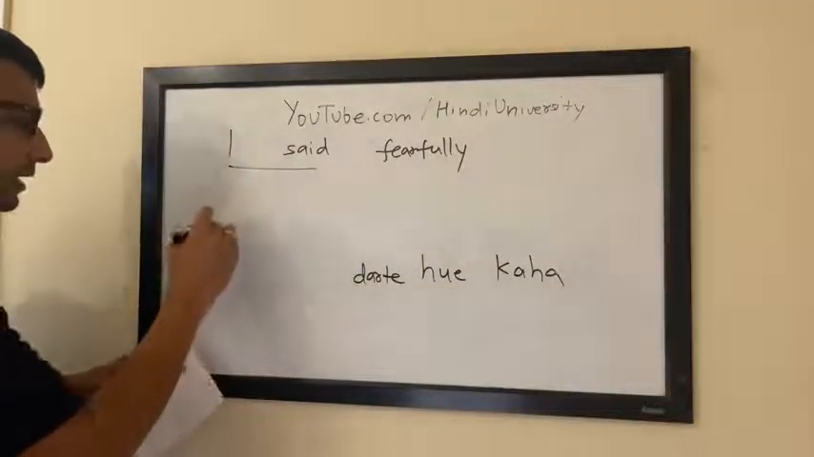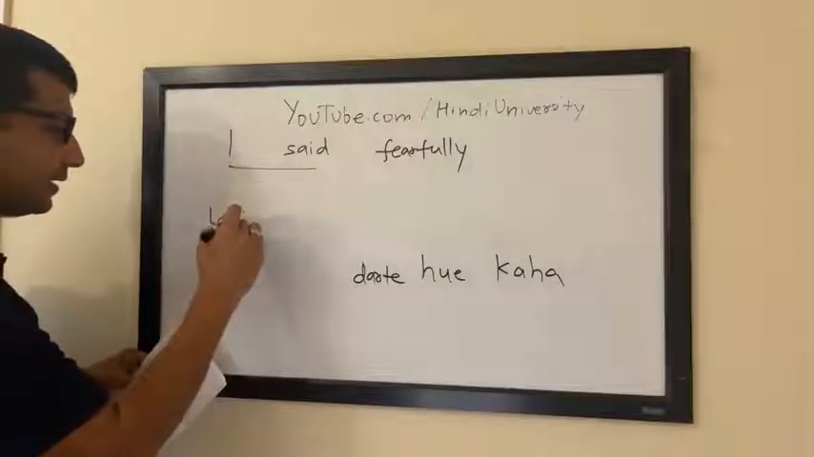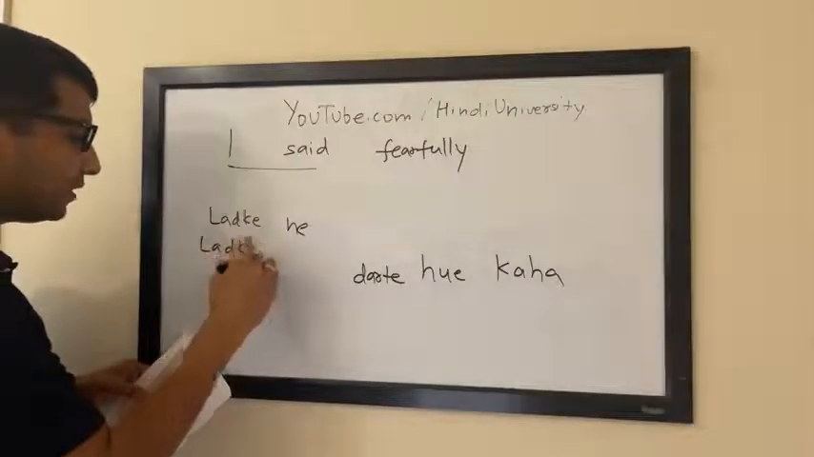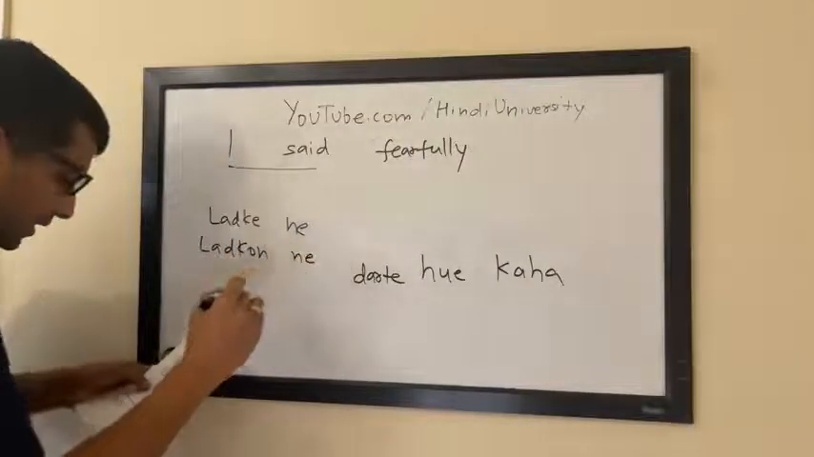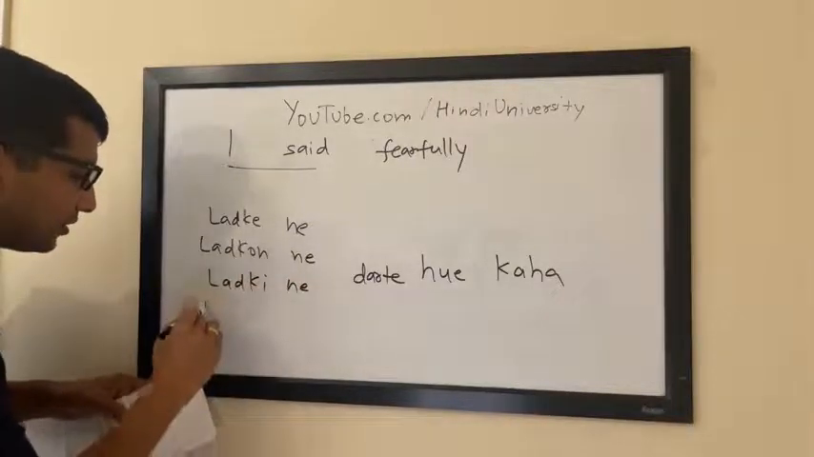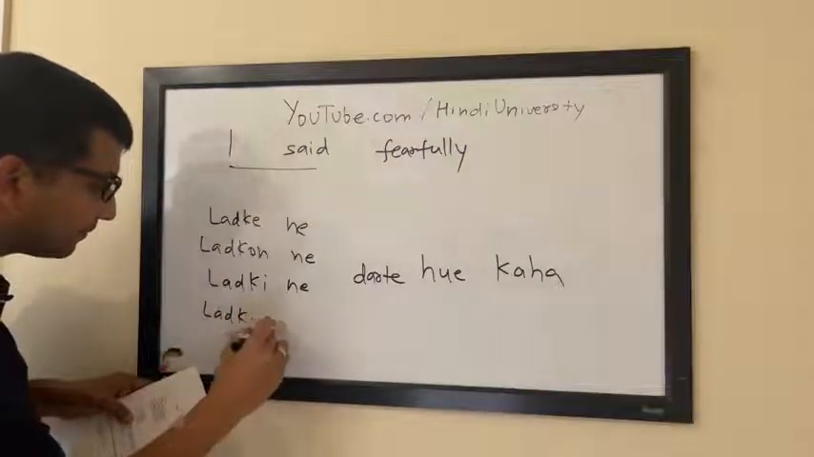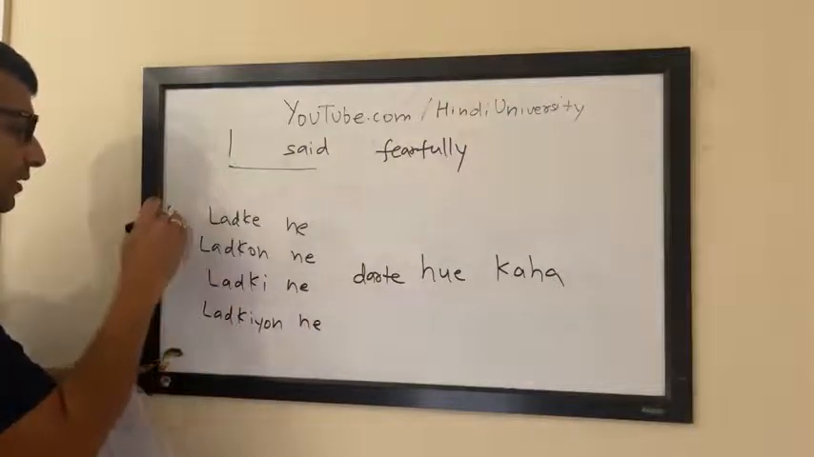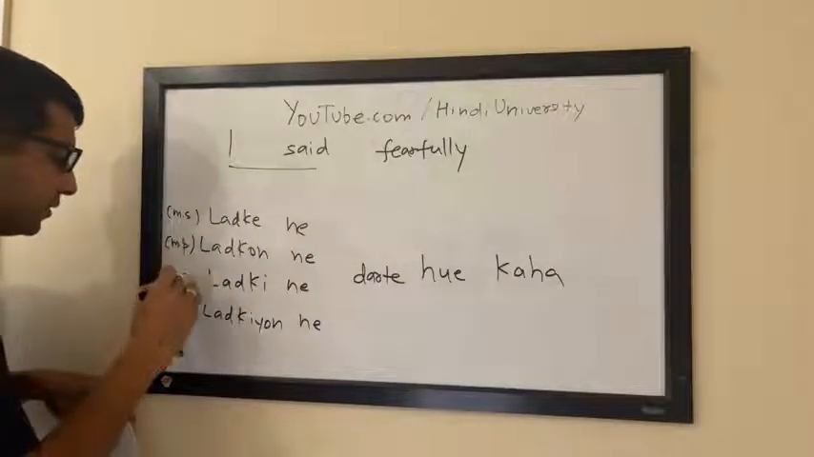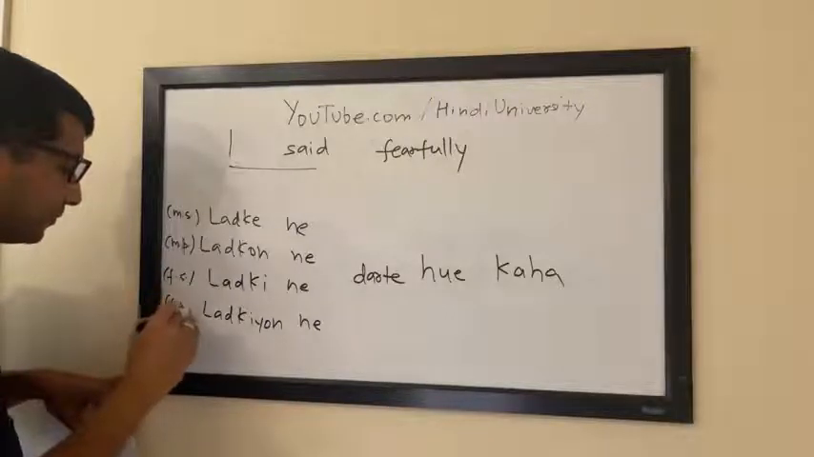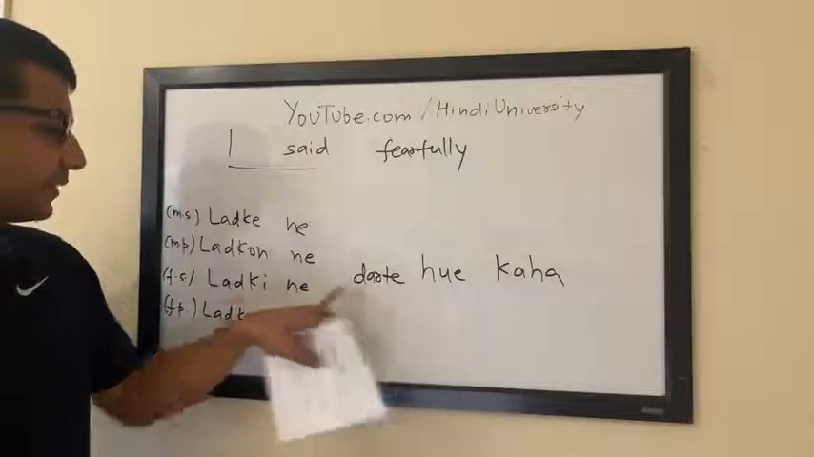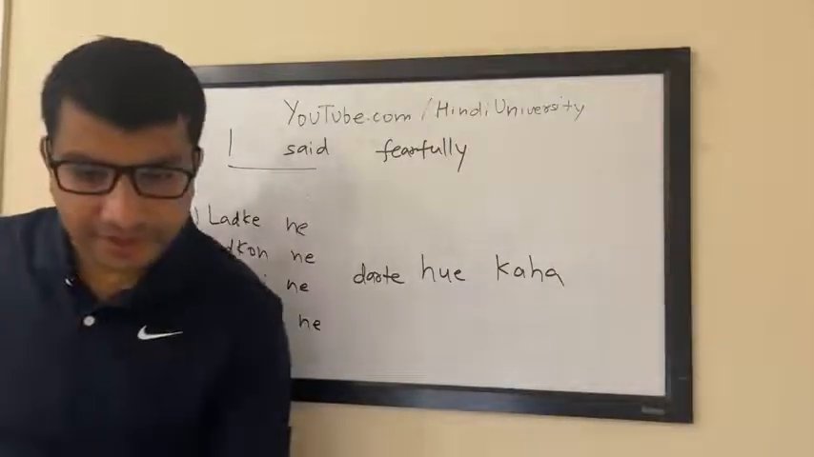So imagine if it was लड़के ने डरते हुए कहा. Okay. लड़कों ने डरते हुए कहा. लड़की ने और लड़कियों ने. So masculine singular, masculine plural, feminine singular, and feminine plural. All of them will say the same thing. Okay, लड़के ने डरते हुए कहा, लड़के ने हंसते हुए कहा. Similarly, all of them you can follow it.